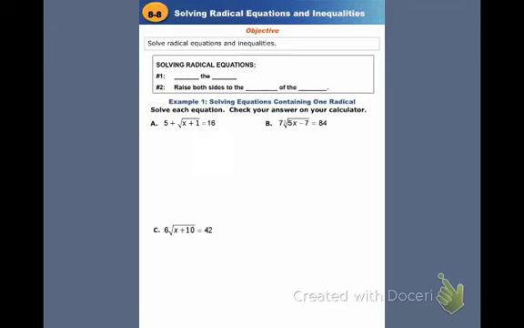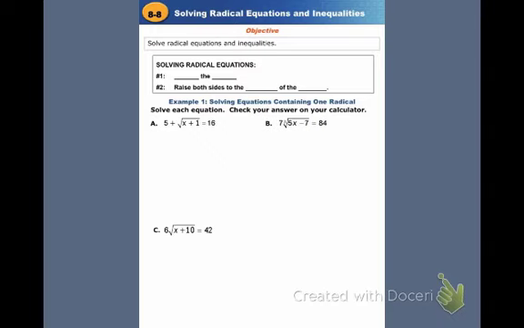Hey class, so this chapter was entitled Radical and Rational Functions. Throughout the chapter we have looked at all aspects of both types of functions. We've looked at simplifying both radical and rational expressions. We've looked at graphing both radical and rational functions.